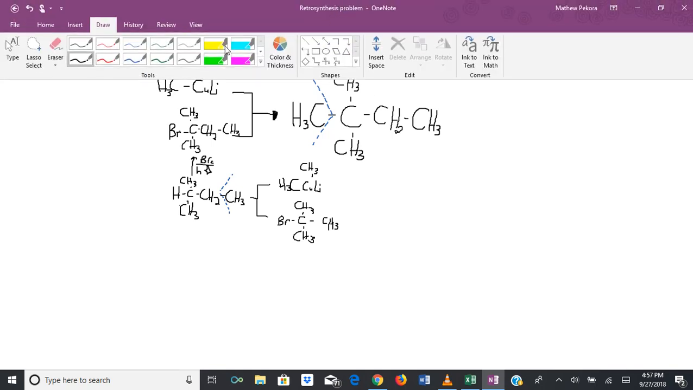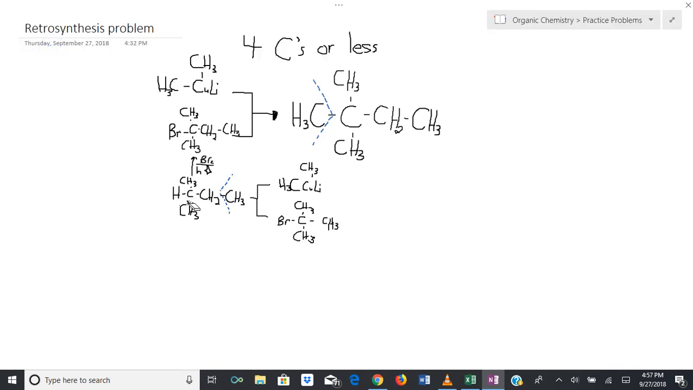Actually, in this problem, the bromine should be on the end, so that way it can attach here. So let me. So you'd have the H and the CH2 Br. So to make this, it'll be Br2 with heat or light.